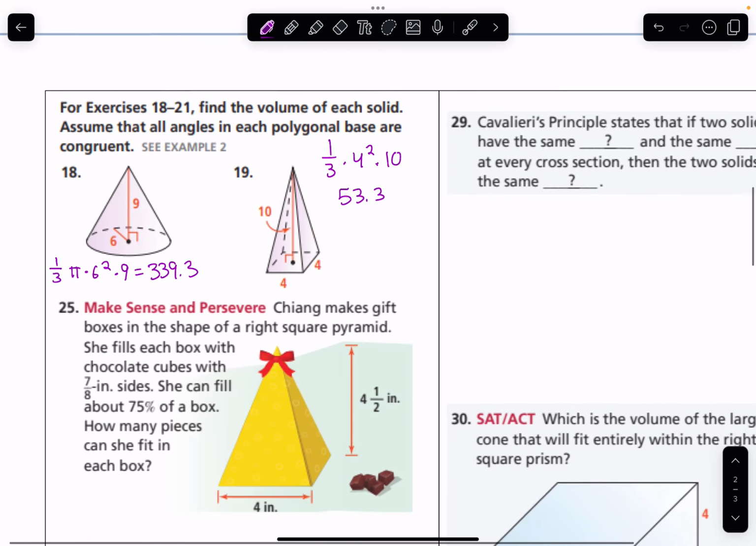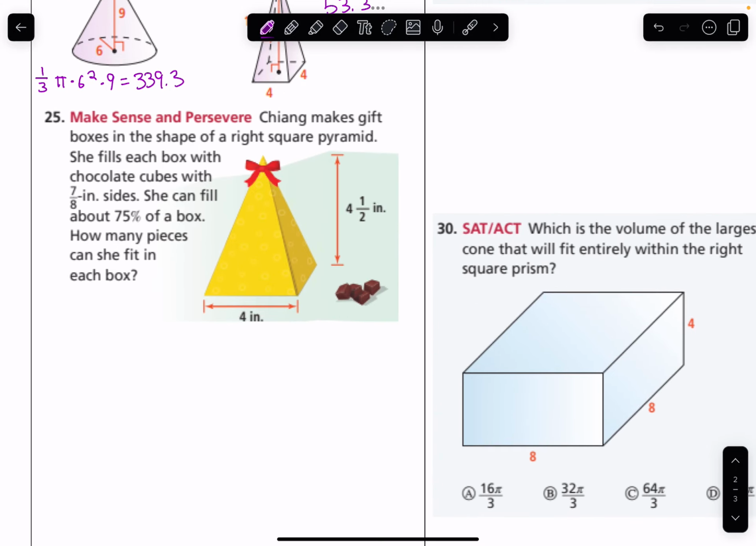Let's keep going. Number 25. This one's always fun. Shang makes gift boxes in the shape of a right square pyramid. She fills each box with chocolate cubes with 7/8-inch sides. She can fill about 75% of a box. How many pieces can she fit in each box?